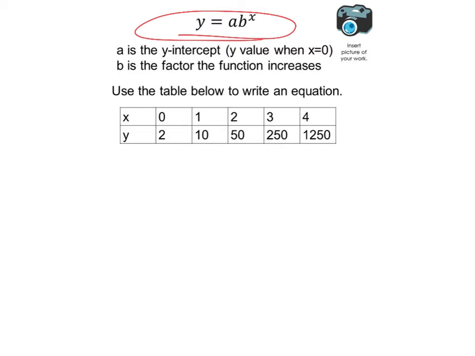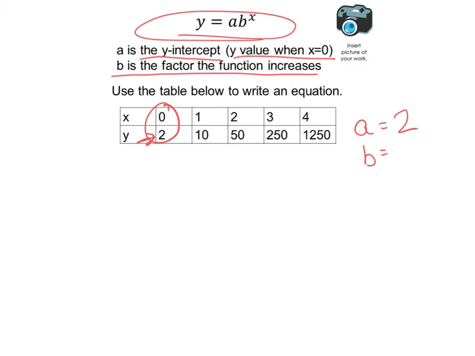Where's our normal equation? A is the y-intercept, the y value when x is 0. B is the factor the function increases. Use the table below to write an equation. So you're going to need a number for A and a number for B. A is your y-intercept. It occurs when x is 0. So now we know your A is your y value when x is 0. So your A is 2.